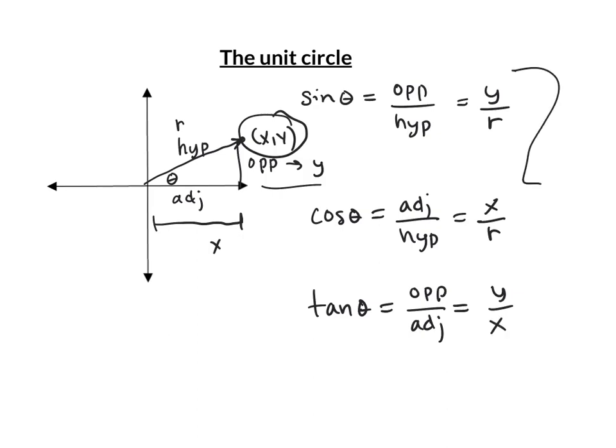Now this is huge. It helps us understand the unit circle. I'm not going to be using this too much as I talk about the unit circle. Sine, opposite over hypotenuse, is y over r. Cosine is x over r. And tangent is y over x. You have to memorize these. You must know them to function.